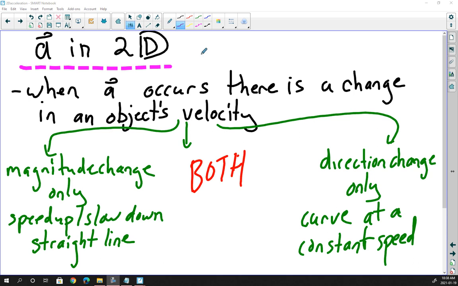Okay, kids, so we're back here and we're going to talk about accelerations in two dimensions. So this is from section 1.2 in the textbook.